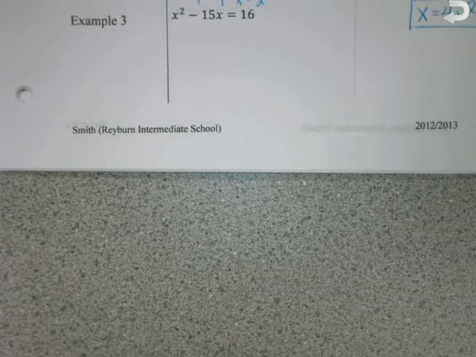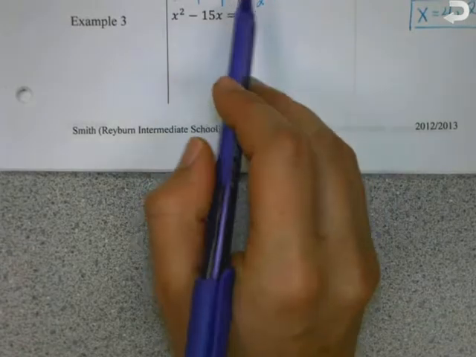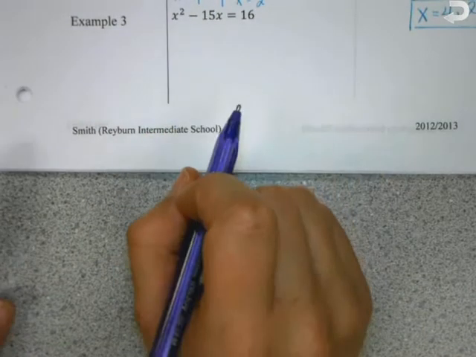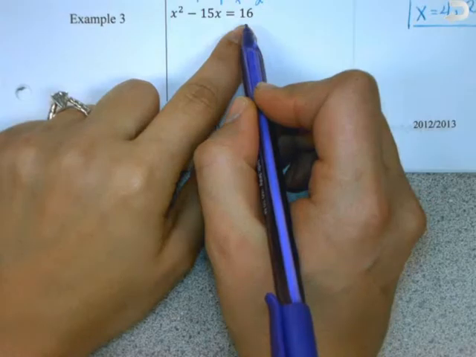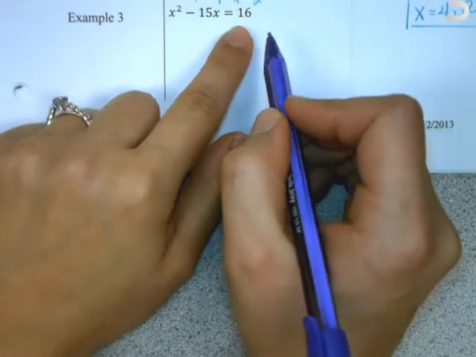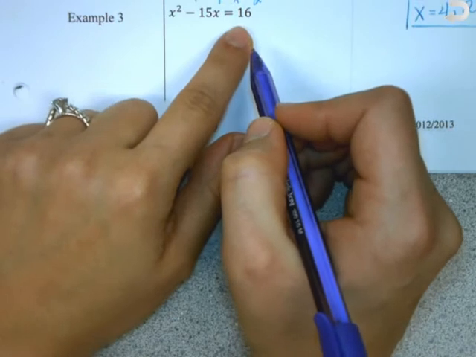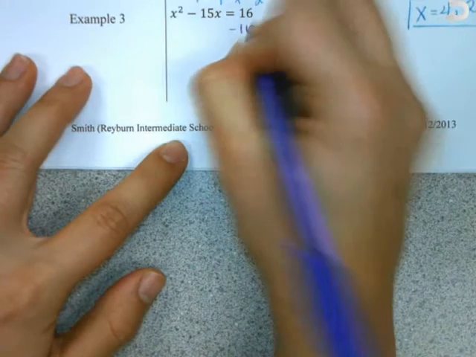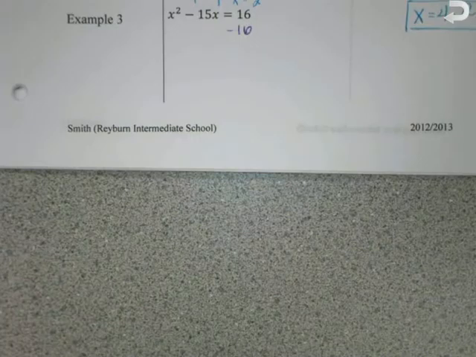Can you say that a little bit louder? Yes. What is keeping the right-hand side from being equal to 0? 16. How can I turn 16 into 0? Subtract 16. So if I subtract 16, whatever I do to one side, I have to do to the other. So that means on the left, I have to subtract 16 as well.